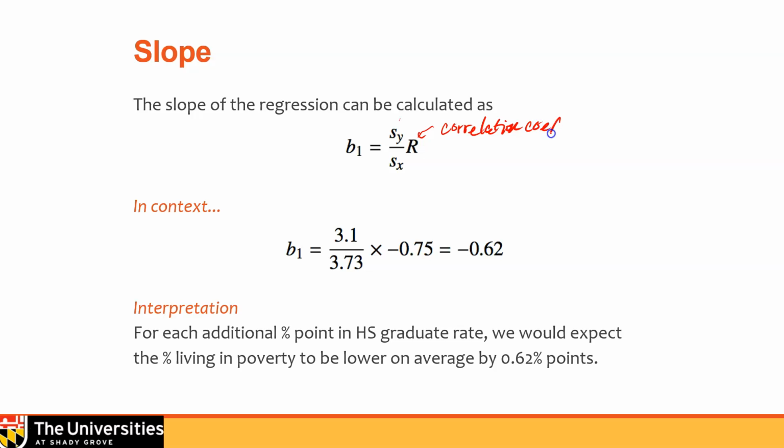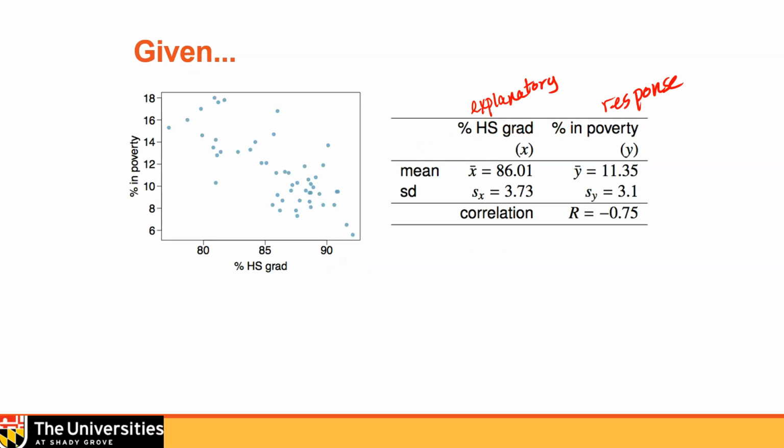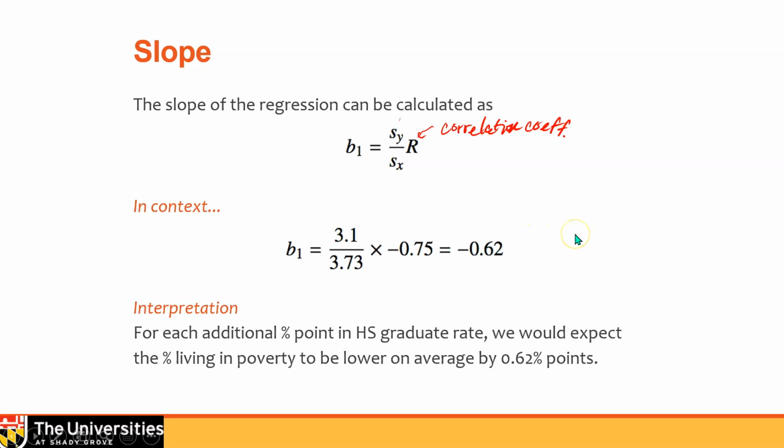And previously in our slides, we found that the correlation coefficient was negative 0.75. To flash back for a moment, S sub y, the standard deviation of y, is 3.1, and the standard deviation of x is 3.73. The correlation we saw was negative 0.75. We can put those together and multiply, and we would get the slope. And then we have that interpretation.